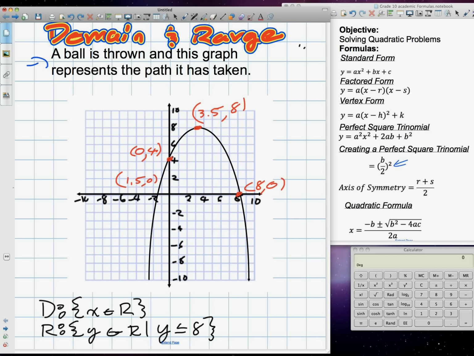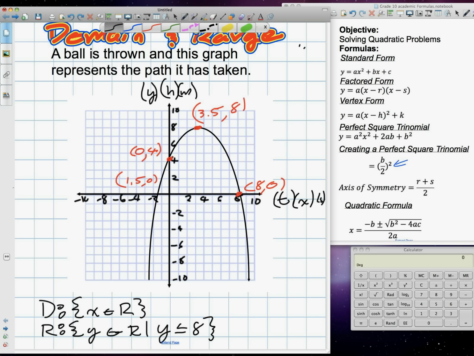Now, let's say this question is what we're actually referring to. A ball is thrown, and this graph represents the path it has taken. Now we have to actually figure out where the ball existed in time. Let's say time is our x value, so our x value is measured in time, and our y value is measured in height. Maybe it's meters, and the other one's seconds. I know I'm putting a lot of things up here.